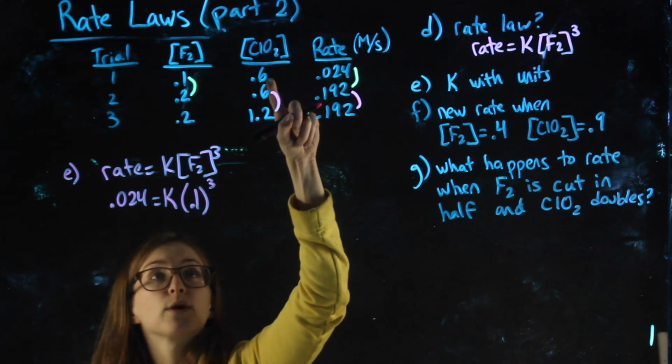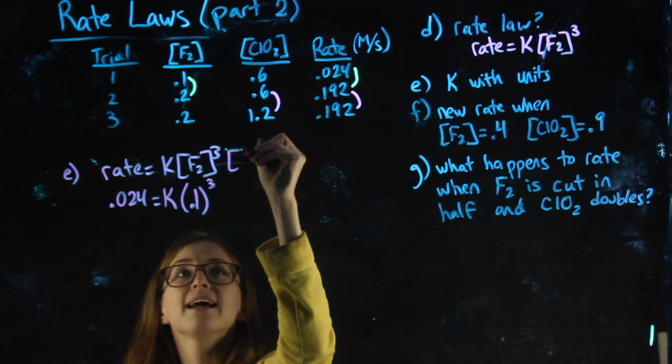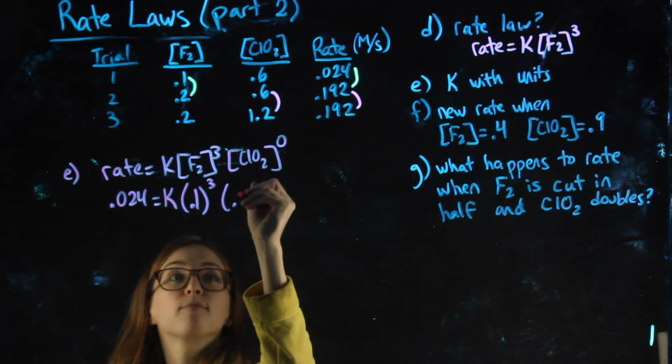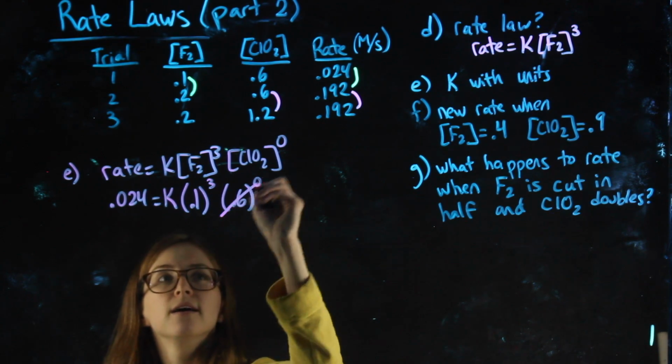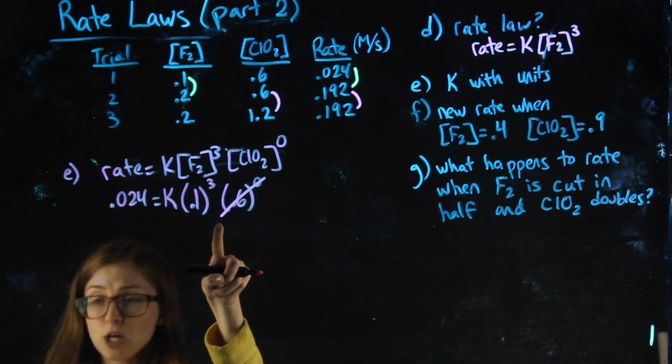Now, I didn't use the 0.6 because ClO2 is not in my rate law. If I had included it, it would be to the 0 power. So I would have 0.6 to the 0 power, which if you type that in your calculator right, comes out to be a value of 1. So I don't need it. And I'm solving this for k.